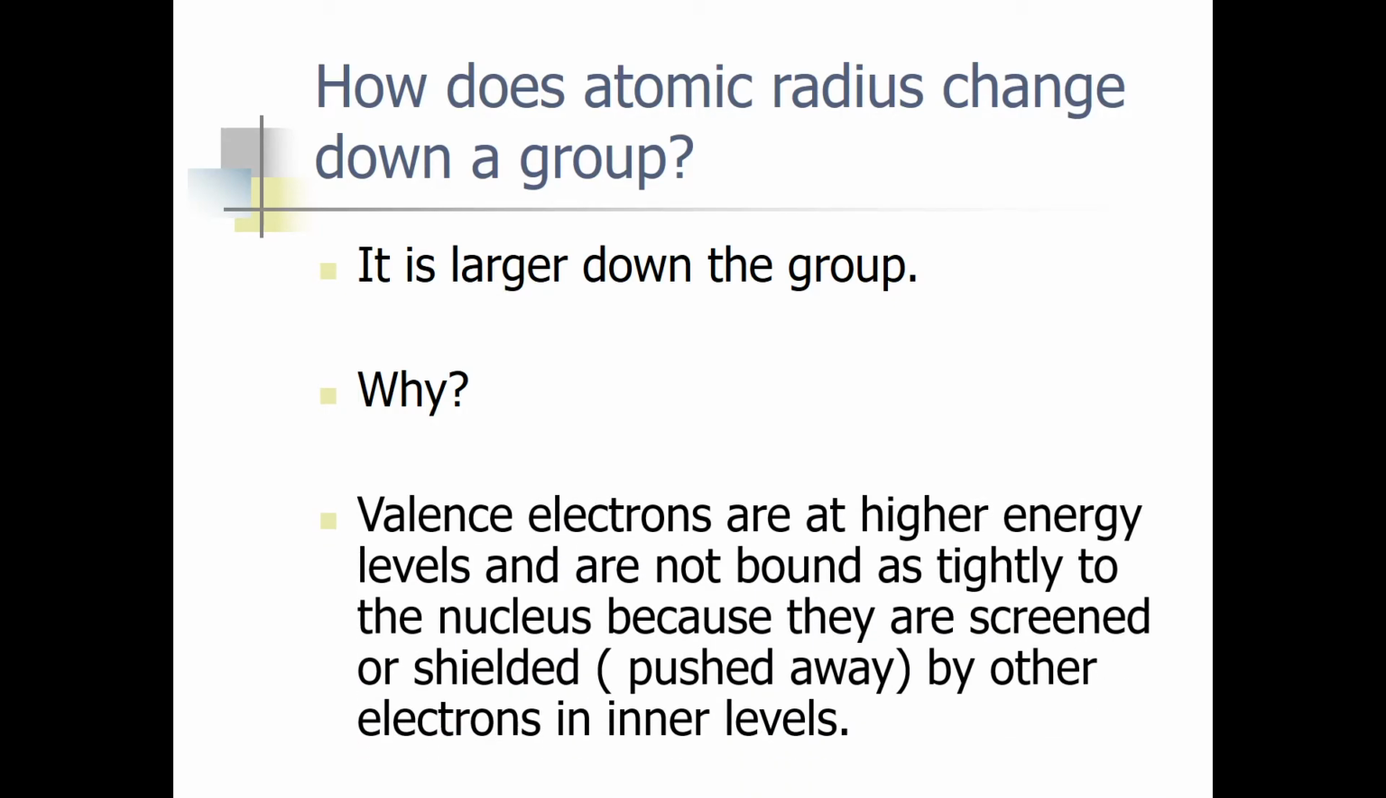So as we go down, the valence electrons are at higher energy levels and are not bound as tightly to the nucleus because they are screened or shielded, meaning pushed away by the electrons in the inner levels. So adding a new energy level as we go down the group means that when they attach to the atom, the inner ones are going to push them away. Going back to going across the row, we're not adding a new energy level.